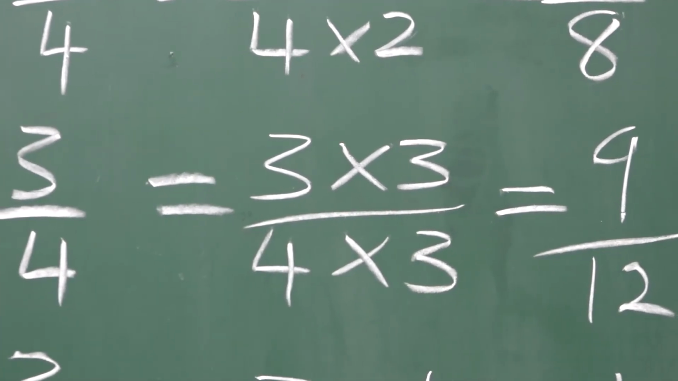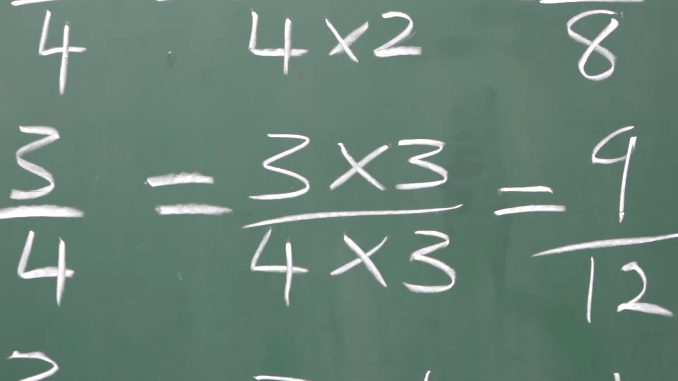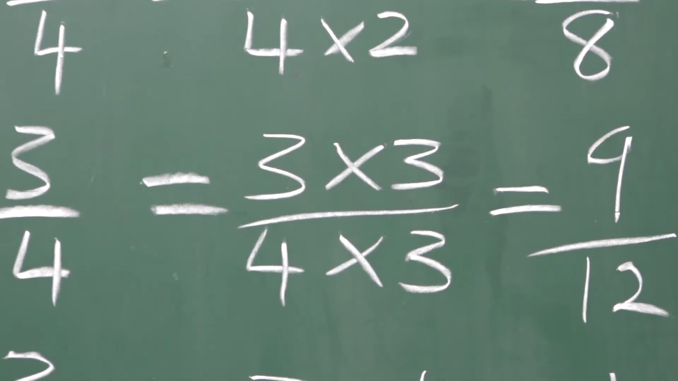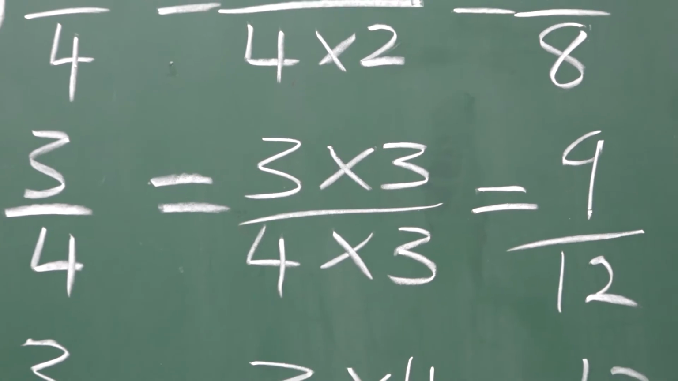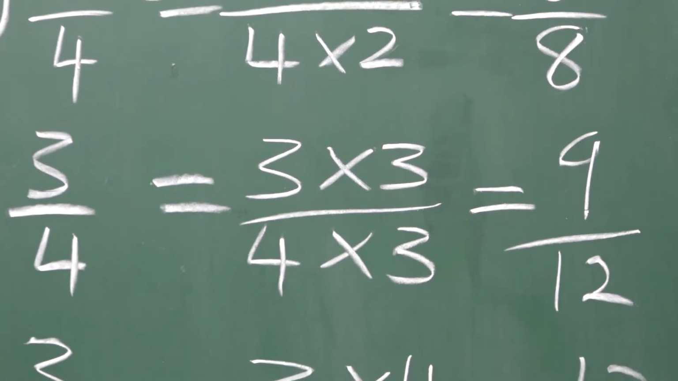You multiply the numerator, which is 3, by 3, and multiply the denominator, which is 4, by 3. And when you multiply 3 by 3, you have 9 as your numerator. And when you multiply 4 by 3, you have 12 as your denominator. 9/12 is equivalent to 3/4. That means if you reduce 9/12 to the lowest term, you should be having 3/4 as your fraction.